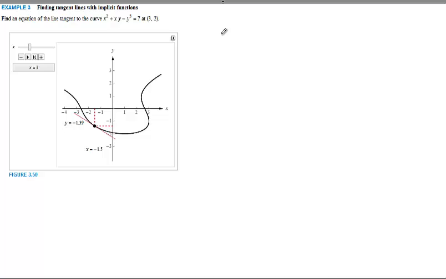I'm supposed to find the equation of the tangent line, which means I'm going to have to find the slope, which means I need y prime. Not going to be able to solve this one for y, so I'll have to use implicit differentiation. 2x plus, using the product rule for this next term, take the derivative of the first, that derivative of x is 1 times the y, plus, leave the x alone, times the derivative of y, which would just be y prime, minus 3y squared times y prime equals 0.